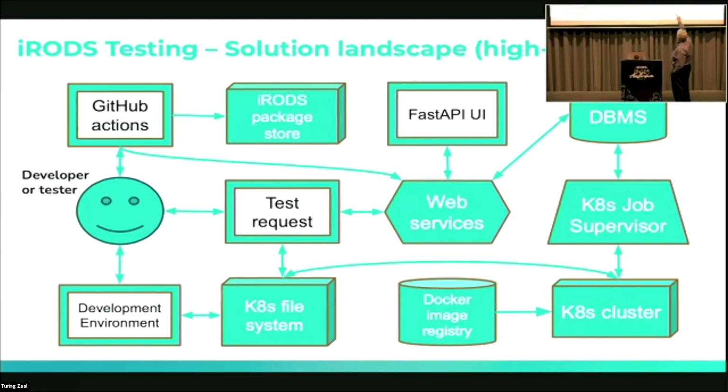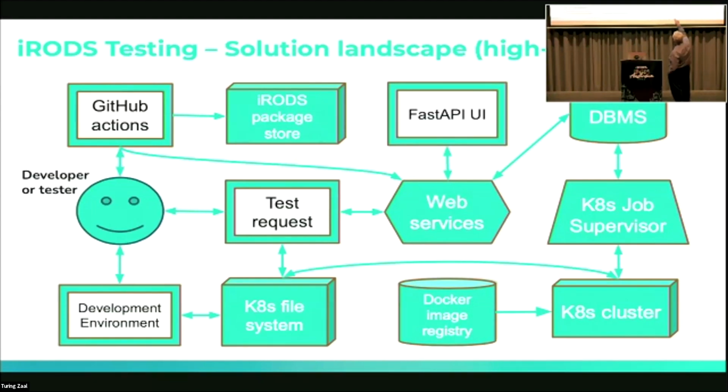All these guys are connected with web services, so they're all talking to each other. When a GitHub action makes iRODS packages, it will issue a command over to the web services to start a test request automatically. It's kind of cool, right?